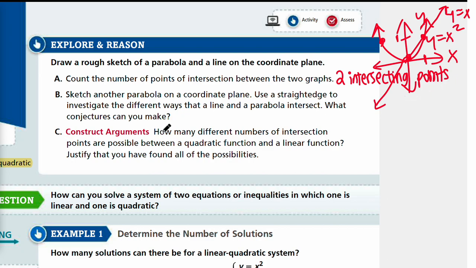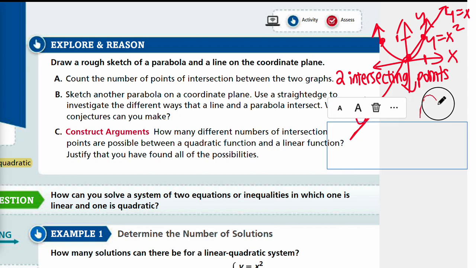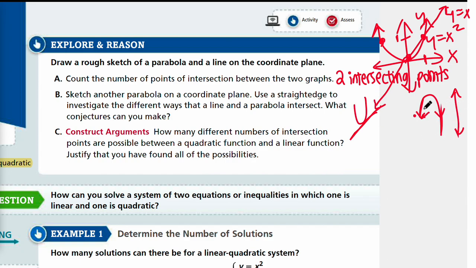Sketch another parabola on a coordinate plane. Use a straightedge to investigate the different ways that a line and a parabola intersect. What conjectures can you make? You can have a parabola and a line that goes through exactly one point. You could draw another parabola with a line that does not intersect at all, right? So then, what can we say about the possible solutions or intersections?